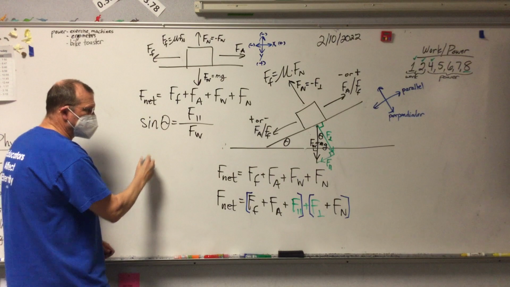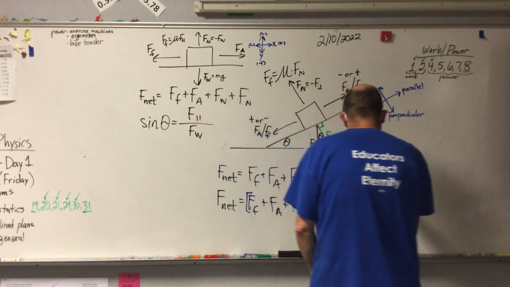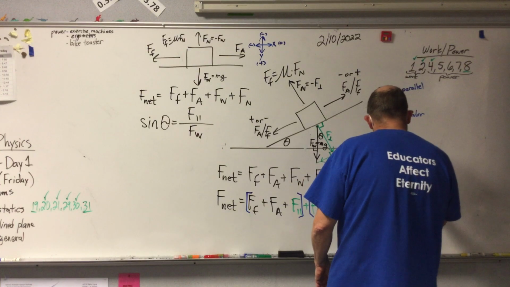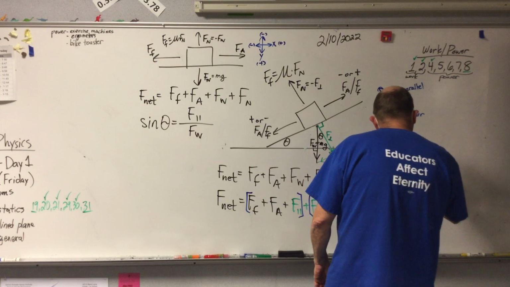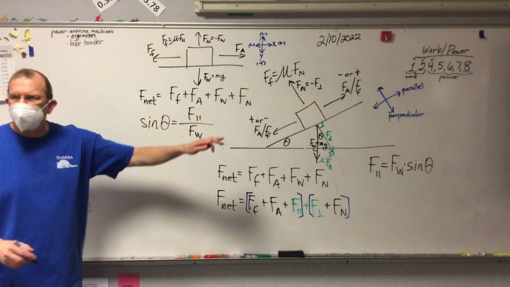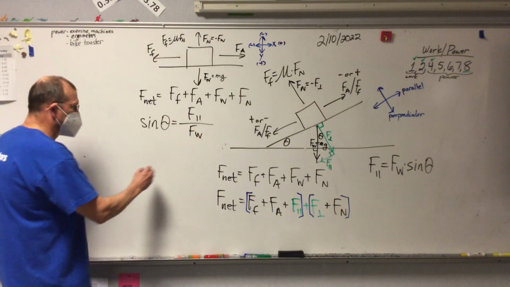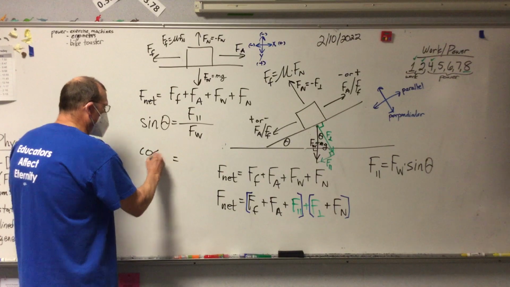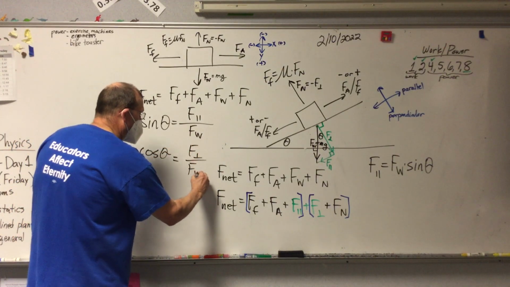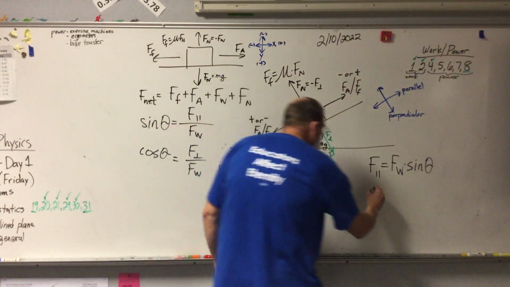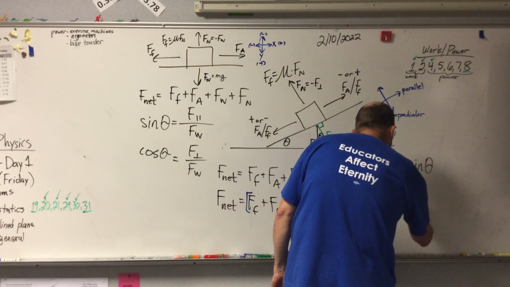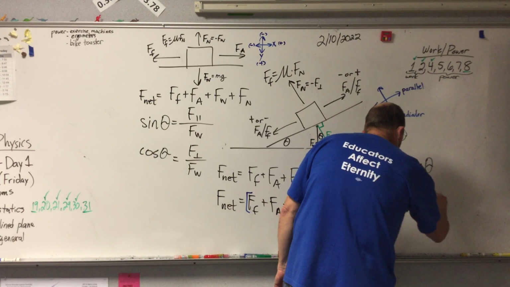So if we want to solve just for F parallel, we rearrange it, and you get that expression. And if you're going for F perpendicular, you use cosine. So if you rearrange that, you get F perpendicular equals F_W times cosine theta.